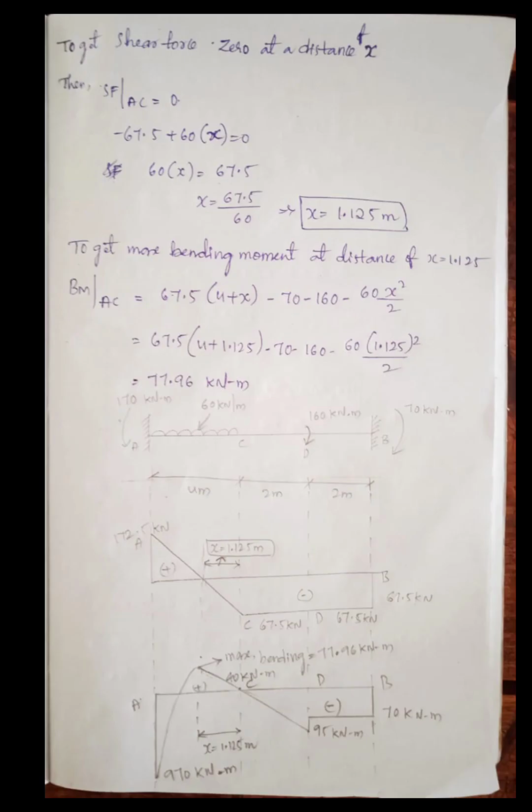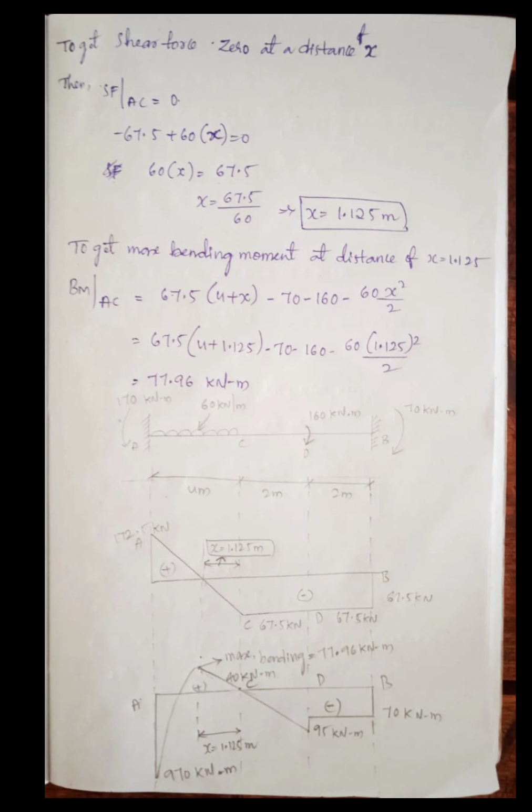But we need another point here, the point where shear force is becoming 0. At that point the bending moment will be maximum. So to know that point, the distance x where the shear force is becoming 0 or where the bending moment is becoming maximum, we need to equate the shear force equation between AC to 0. So equating the shear force equation AC equal to 0, minus 67.5 plus 60 into x equal to 0. From there we'll get x equal to 1.125 meter.